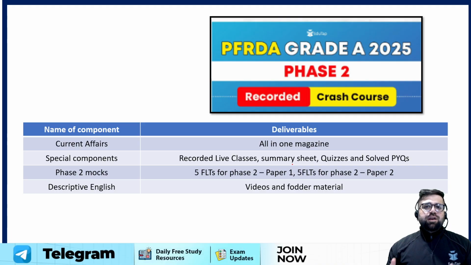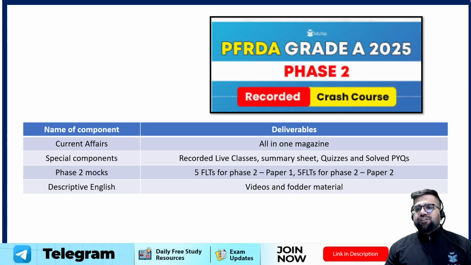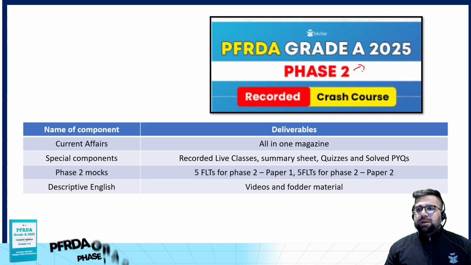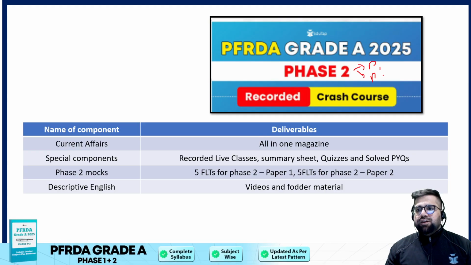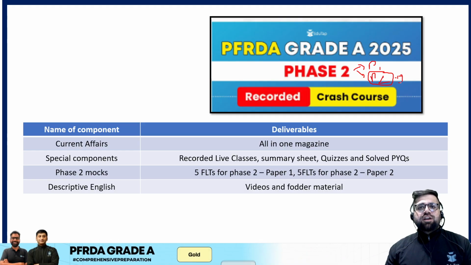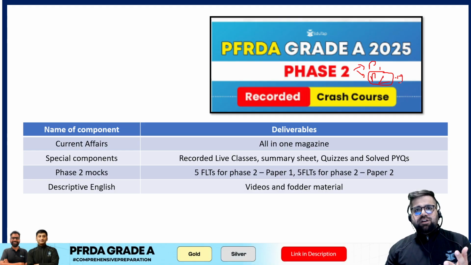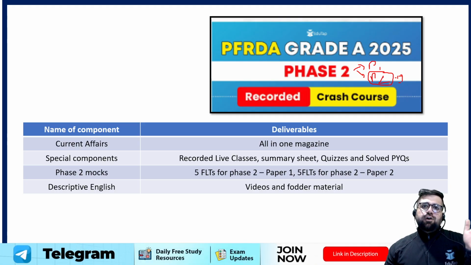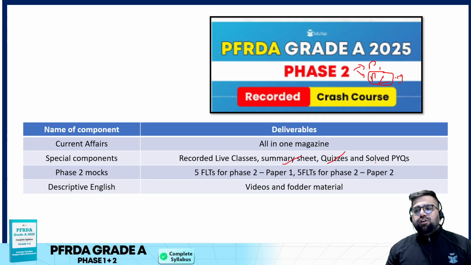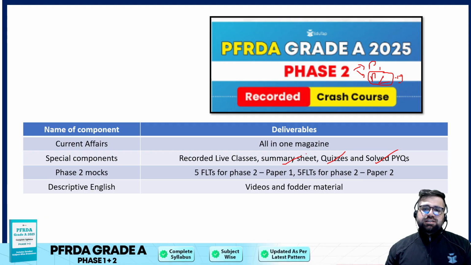Now what you are getting over here, first understand, this is your Phase 2, right? So to cover both the papers of Phase 2, we are providing you different material. For example, for your Paper 2, wherein the exam conducting authority will ask 50 objective questions from 7 different components, for all the 7 components we are providing you summary sheets, quizzes, and solved previous year questions. And yes, we are also providing you recorded live classes.